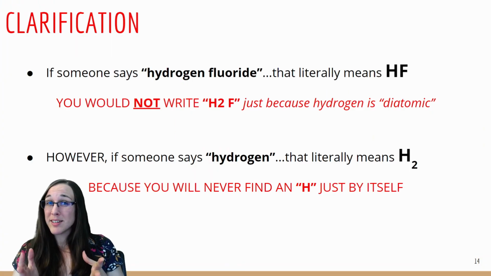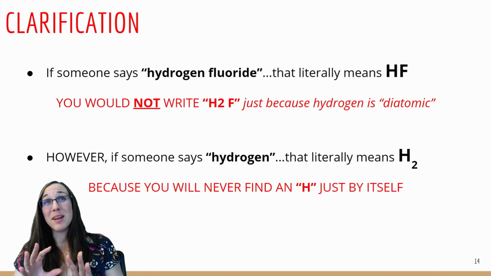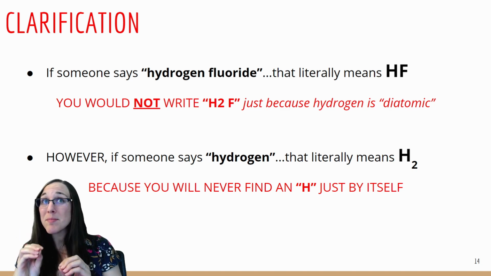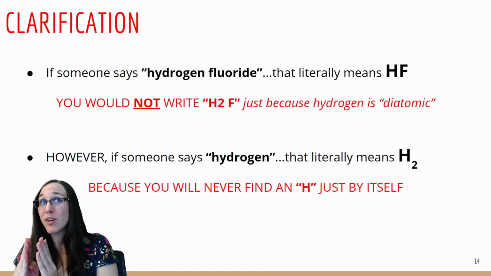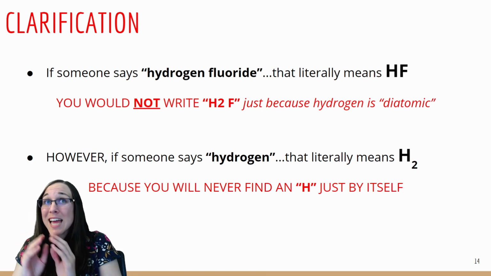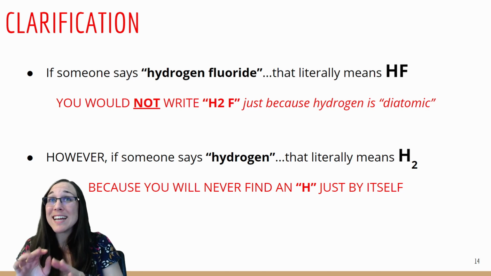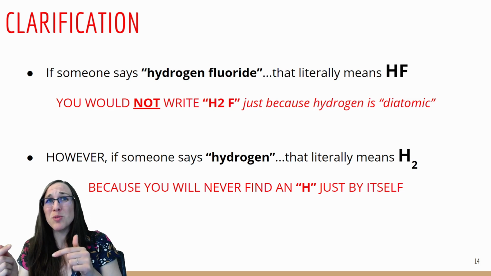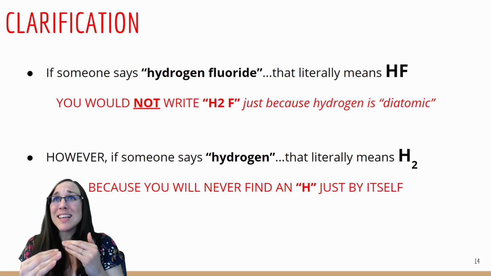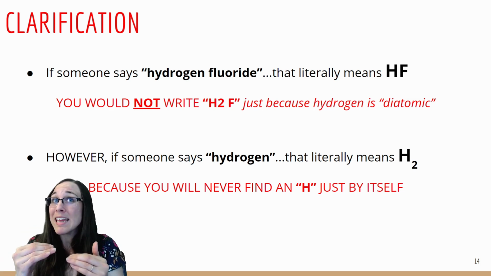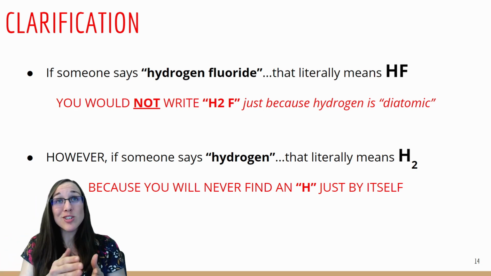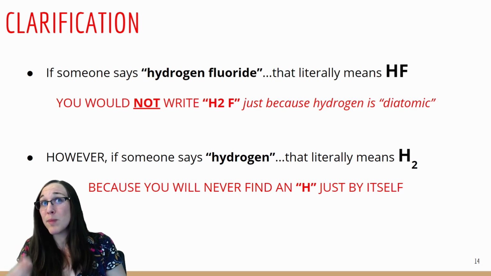Now, this is a topic I saw a lot of confusion with when I taught in high school. So let me clarify here for a minute. If someone were to say hydrogen fluoride, that literally means HF. H is already bonded to F. So you wouldn't write it as H2F just because, oh, hydrogen's diatomic. That means there has to be 2 of them, right? No, that's not the case. H already has a buddy. H already has fluorine. I told you it's hydrogen fluoride. So hydrogen already has fluoride as its buddy.